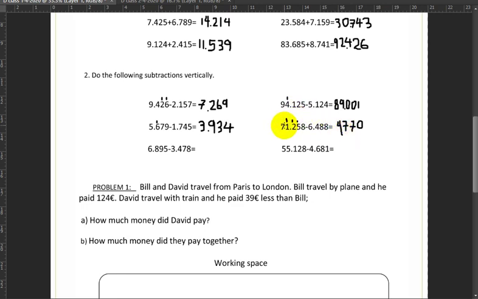And then I subtract 1 from this 7 because there's no tens of thousands. So I just take away the 1 that I borrowed. So I'm going to get 6. So my answer is 64,770.